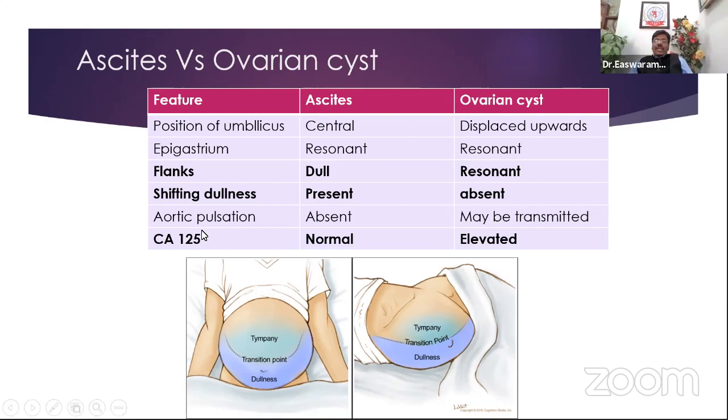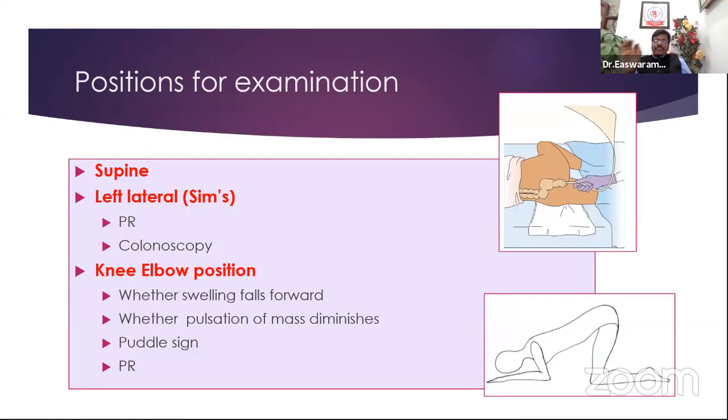Okay, and aortic pulsation is absent in ascites. If the ovarian cyst is in contact with the aorta, it will transmit the pulsation, understandably, like a pseudo pancreatic cyst, for example. So transmitted pulsation can be seen in an ovarian cyst. But what is important is the lab investigation CA125, because cancer antigen 125 is raised in a case of ovarian cyst. That is to be kept in mind.